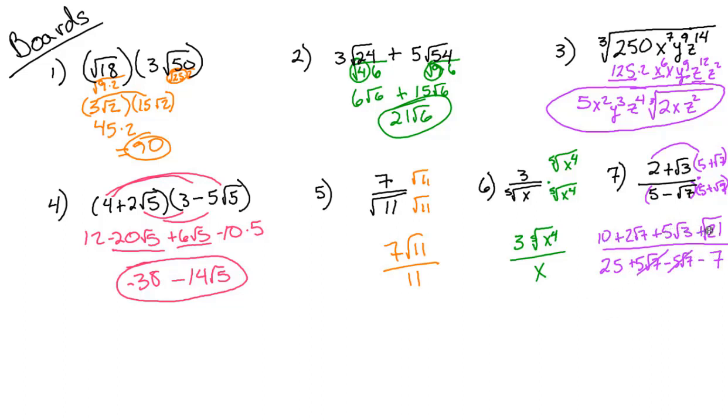The top, there are no like terms on the top. So the top has to actually stay as ugly as that. But our goal was to rationalize the denominator, and that's what we have done. So on the bottom, we get 25 minus 7 is 18.